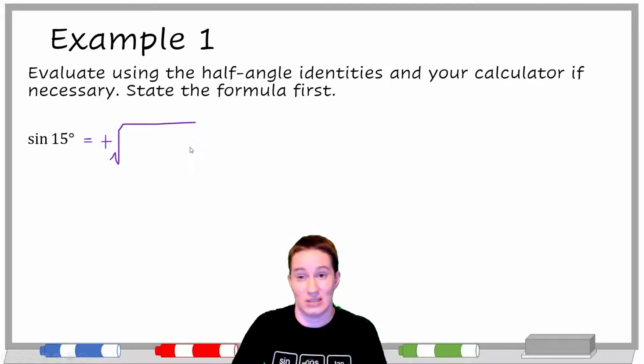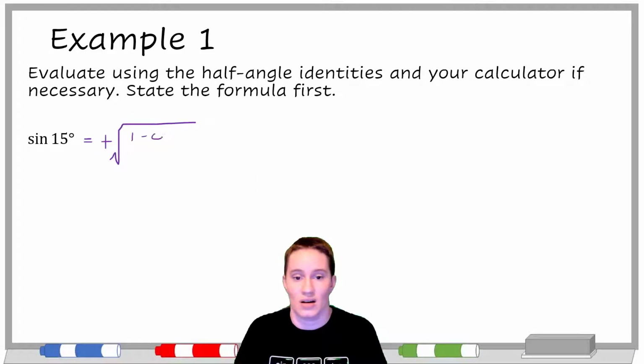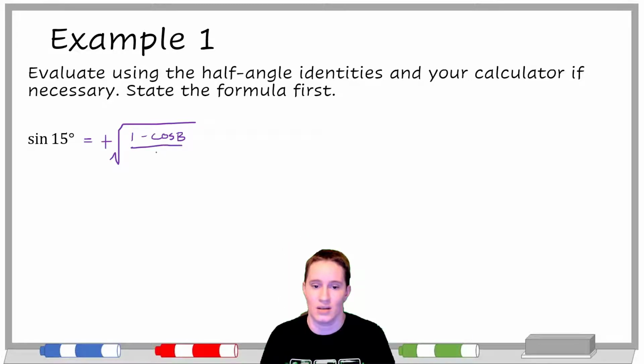Sine is the square root of 1 minus cosine of b over 2. Now here's the thing that can be tricky. This is sine of b over 2. What we have is 15. So what over 2 equals 15? That would be 30. So in this, I'm going to replace b with 30 and then work this out.